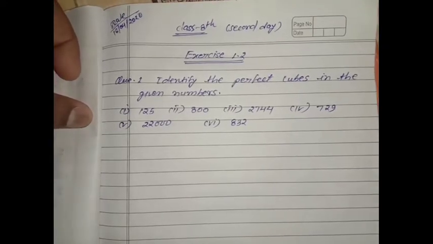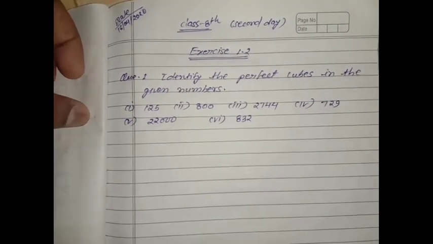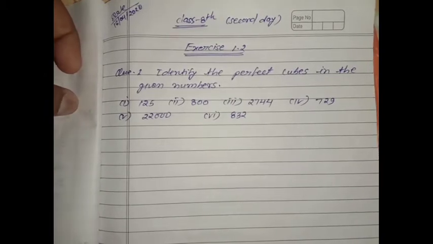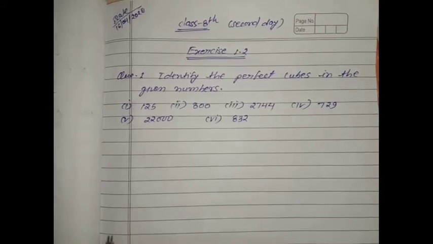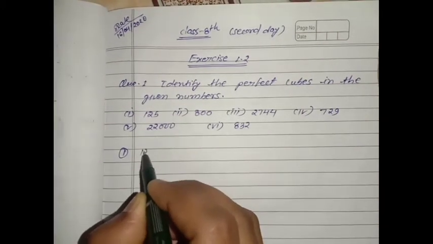In class 8, chapter 1, exercise 1.2, in question number 1, identify the perfect cube in the given number. So here you have to find the perfect cube. Now let's go to the first question. The first question is 125.